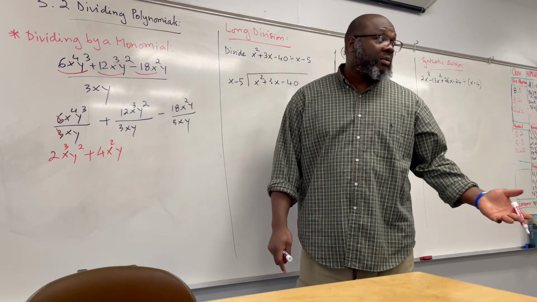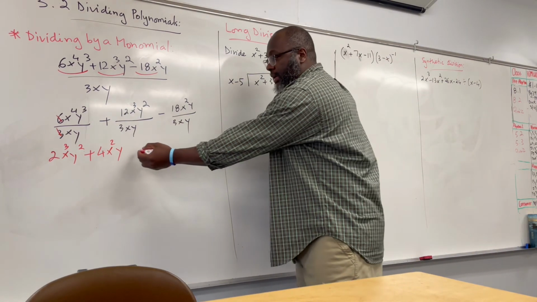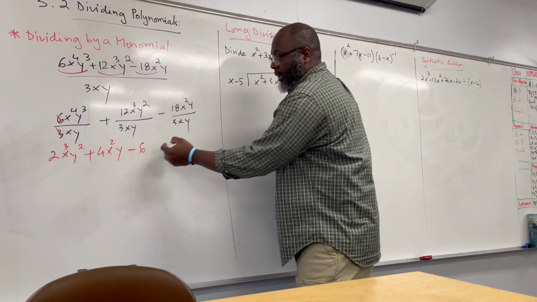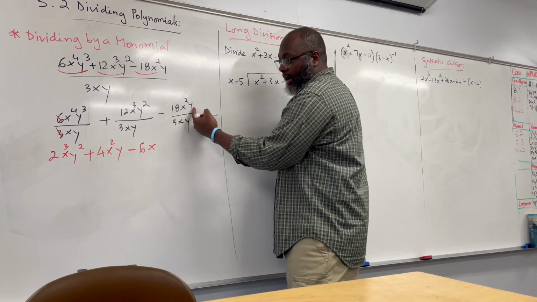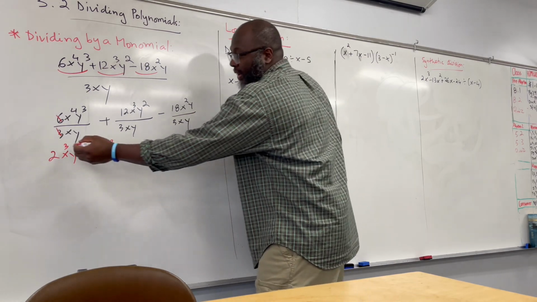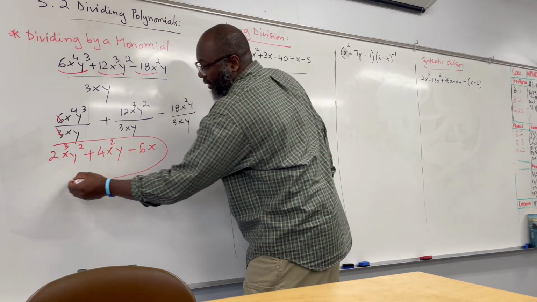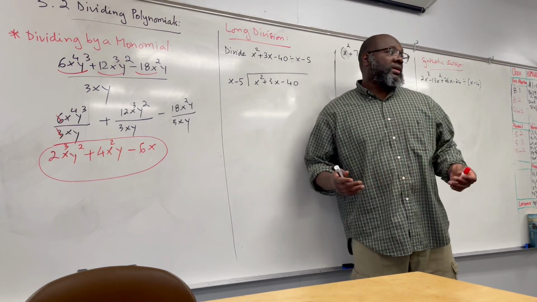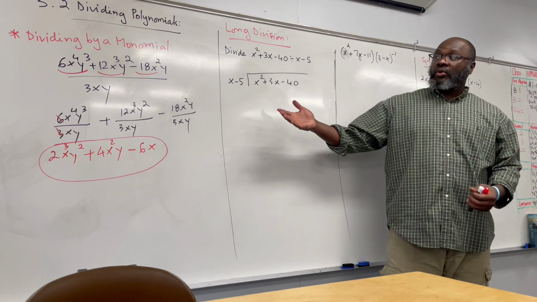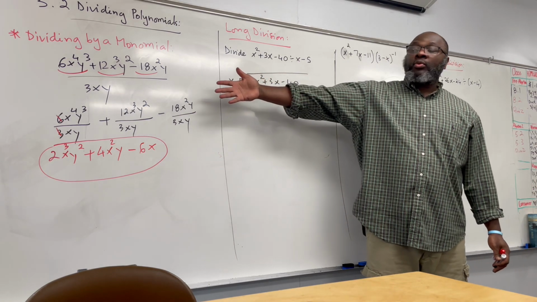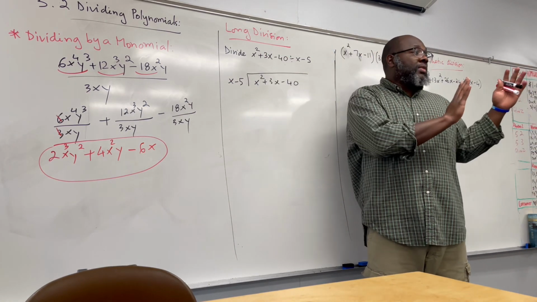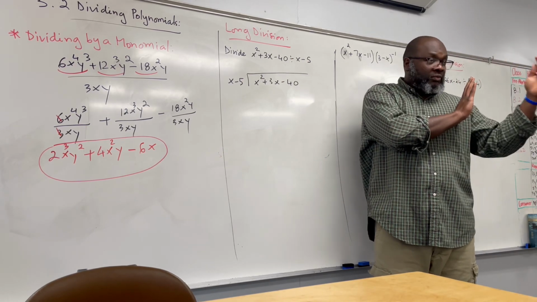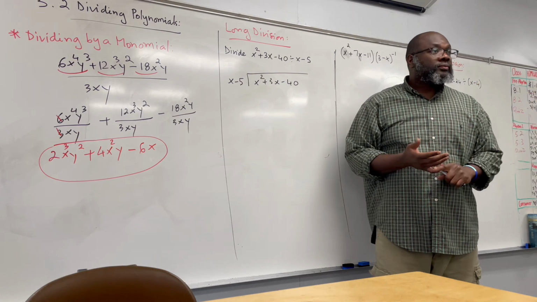Okay, anybody having trouble with this? Okay, and then the next one, 3 into 18, that is 6, right? And then x squared and x, that is x, y and y, that's gone. So the final result is 2x cubed y squared plus 4x squared y minus 6x. This is how you divide a polynomial by a monomial, right? You're just going to take them one at a time, and you just apply every rule that we've learned so far, right?